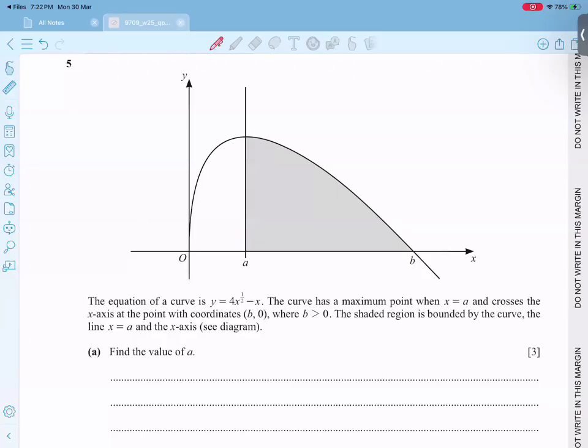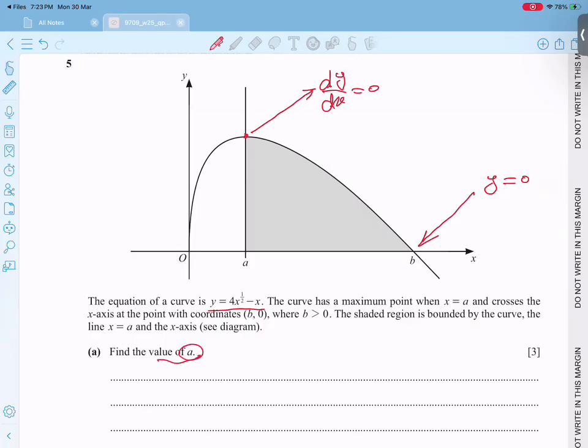Question number 5: the equation of a curve is given here and it has a maximum point A, so this is a point of maximum. And you know, at a point of maximum, one important thing is that the derivative is equal to 0. And it crosses the x-axis at B, so this is point B, and here y is 0.